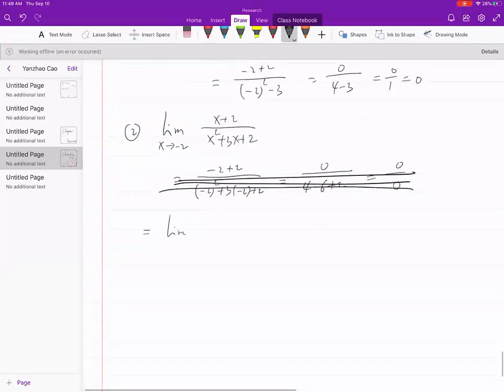Well, what else do you have? Did you get infinity here? 0 over 0. It's not infinity either, right? 2 over 0 is infinity. 3 over 0 is infinity. 0 over 0 is not infinity either. So possibly not vertical asymptote yet.